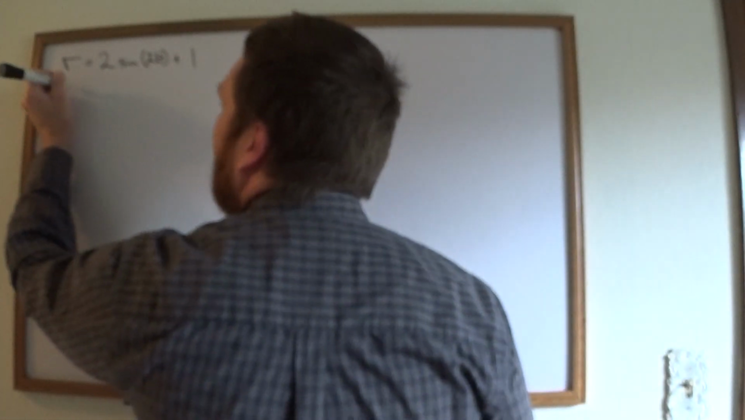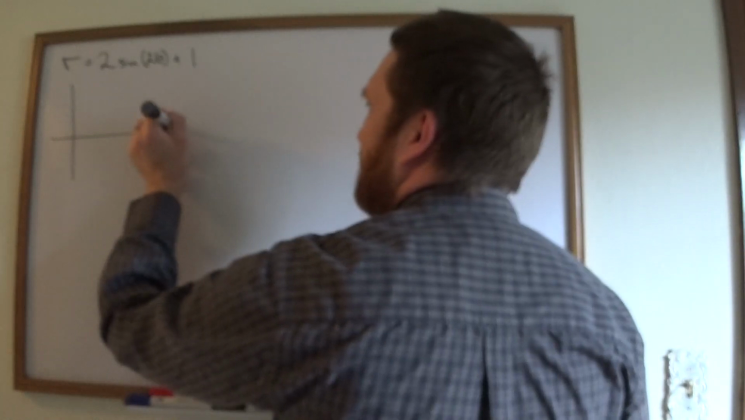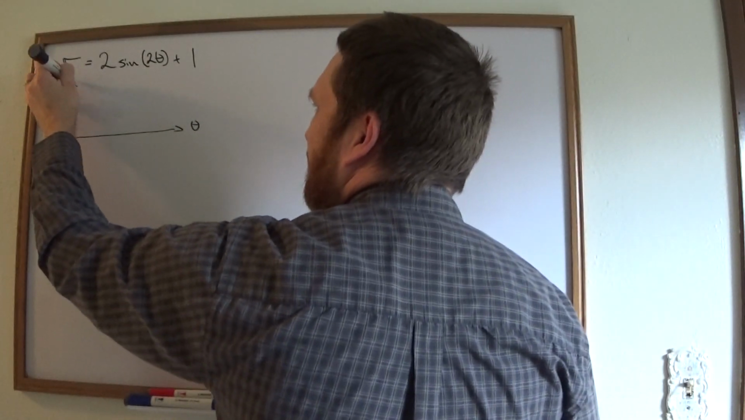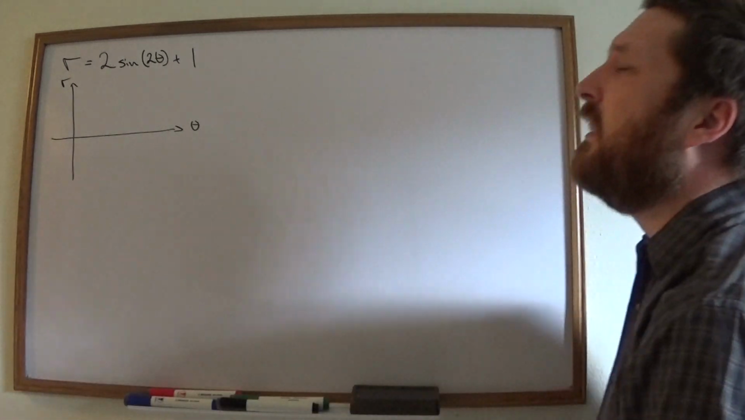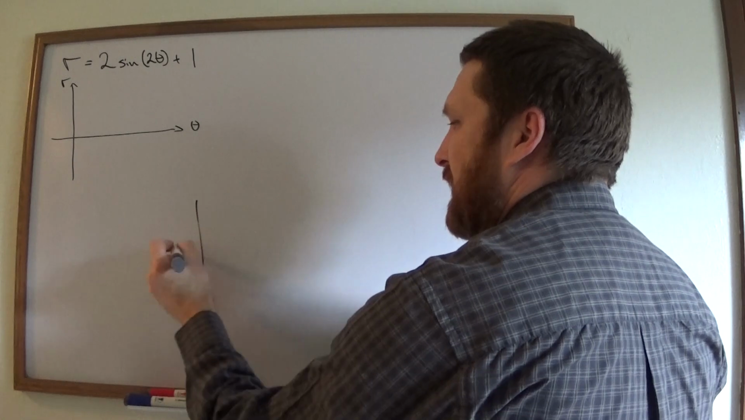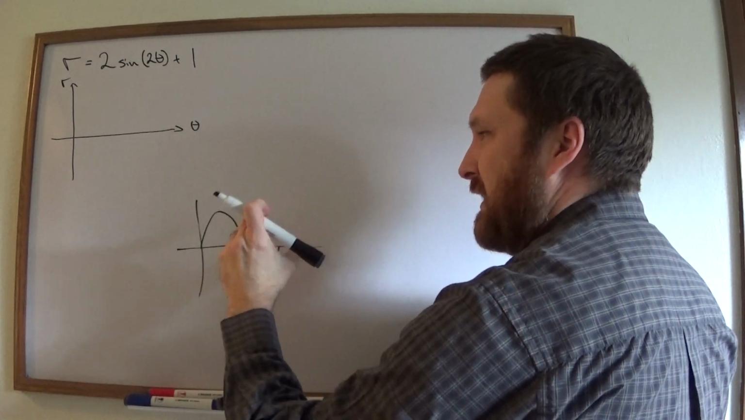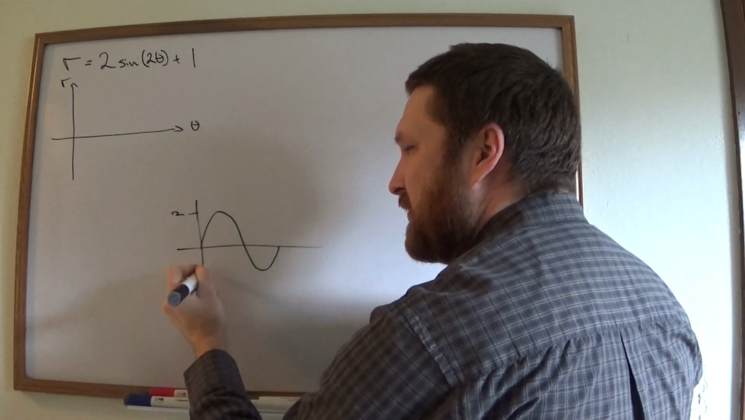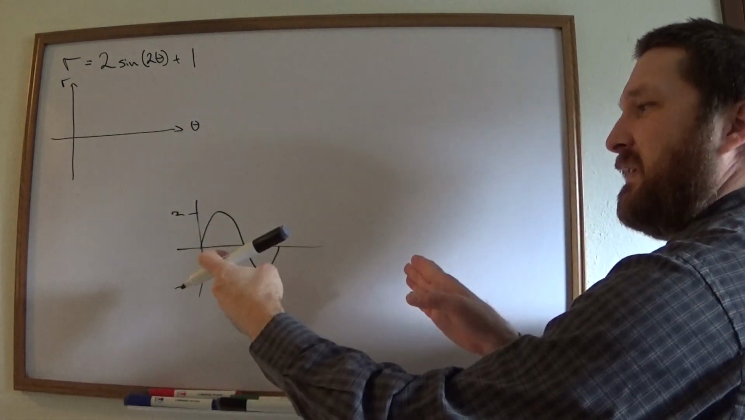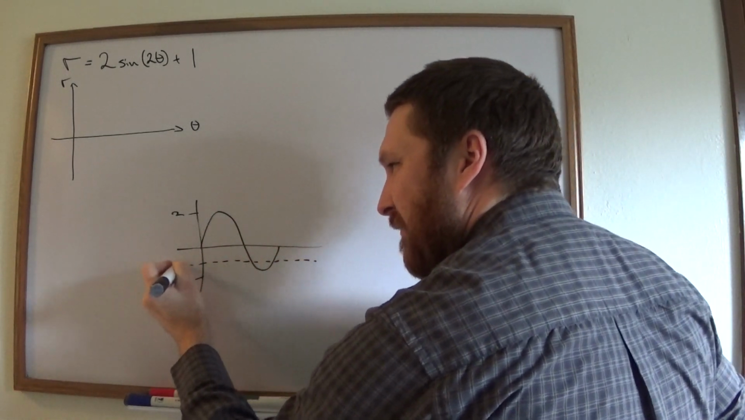All right. So first step, graph it in X and Y, or graph it in Cartesian coordinates. Here's theta, here's r. I'm thinking, okay, sine normally does this. Double it, and so it goes up to 2, down to -2, but then I'm going to shift it up by 1. And so the new thing is gonna be like right there.